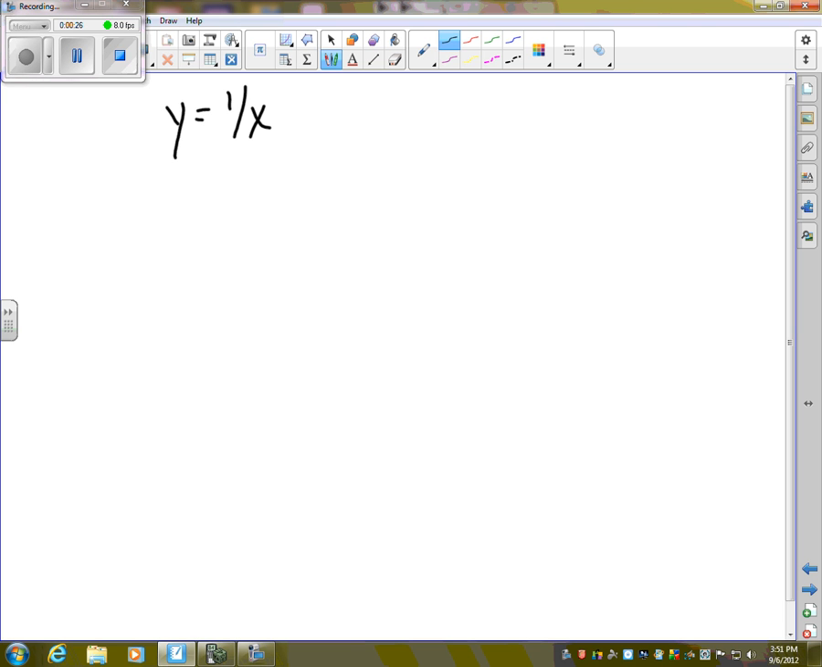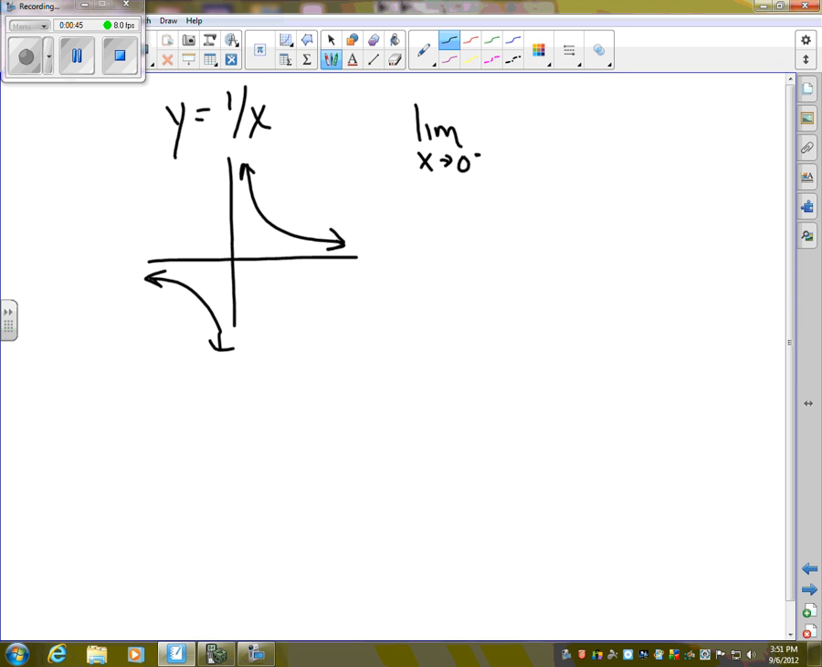Remember our first lesson, we briefly looked at the graph of y equals 1 over x. And we said that that graph looked like this, where we had these asymptotes along the x and y axis. And we said, what happens if we do the limit as x approaches 0 from the left? If I look at the left-hand side of 0, coming this way, my graph is going down towards negative infinity. And so that was negative infinity.